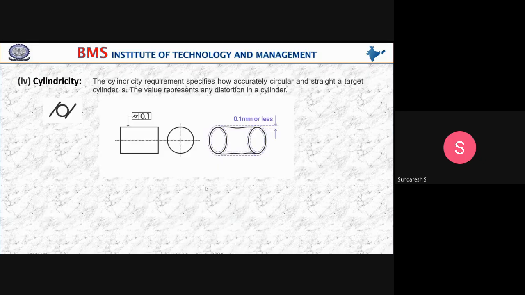Next comes cylindricity. The cylindricity specifies how accurately circular and straight a target cylinder is. Straight and circular, it is very important, cylindricity. So cylindricity is represented by this symbol. So just remember these symbols. So how cylindricity will be expressed or symbolized. Cylindricity requirement means how accurately circular and straight a target cylinder is. The value represents any distortion in a cylinder. This is the cylindricity of the geometric tolerance. These are all the four that correspond to form.